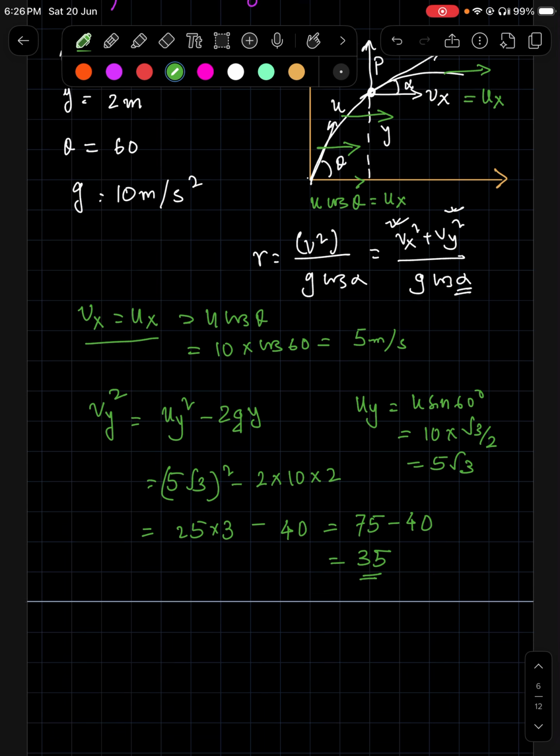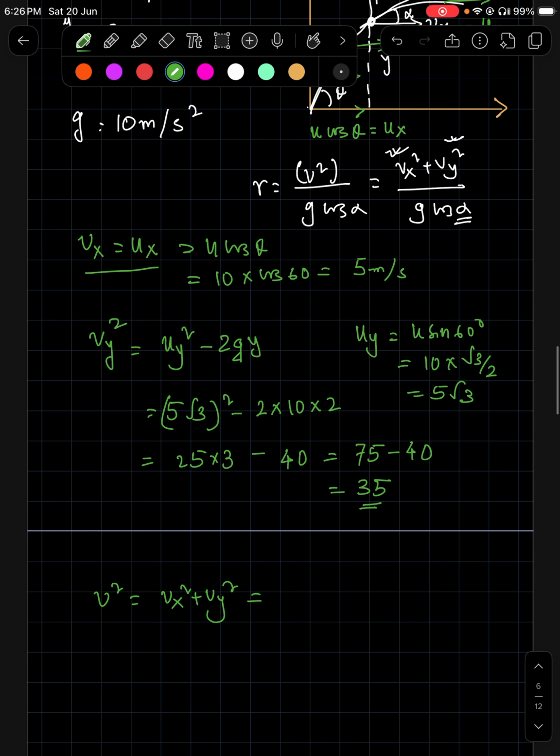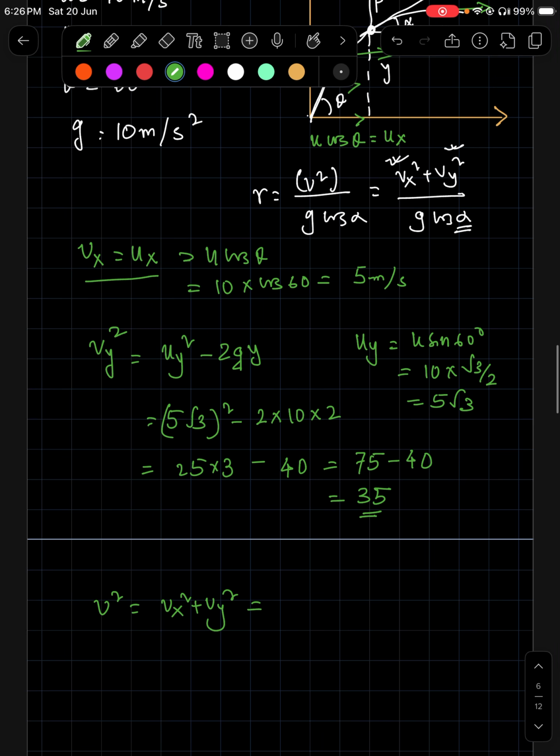So V square we have found, Vx square plus Vy square, and that is a very easy way to get that. So here 5 square plus 35, that is 25 plus 35, that is 60.